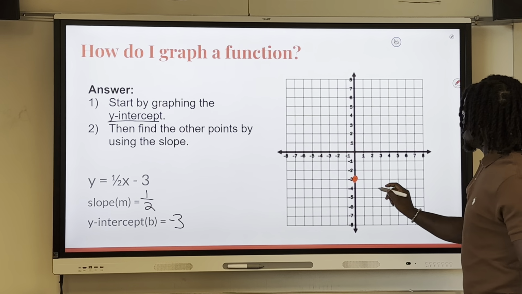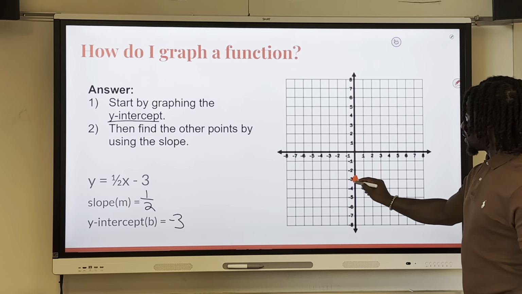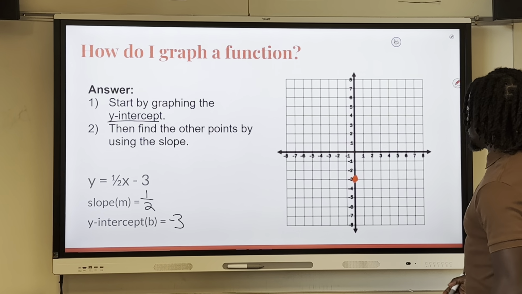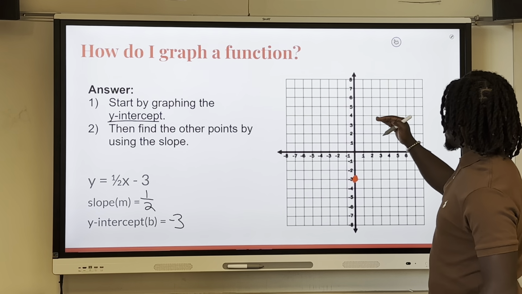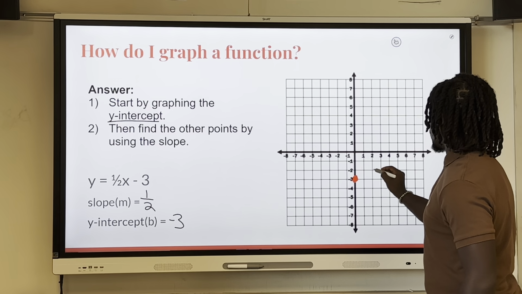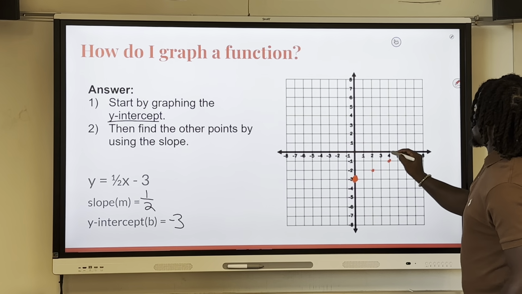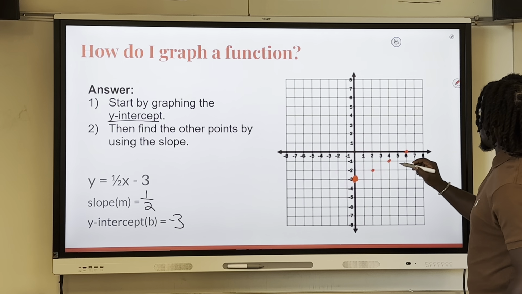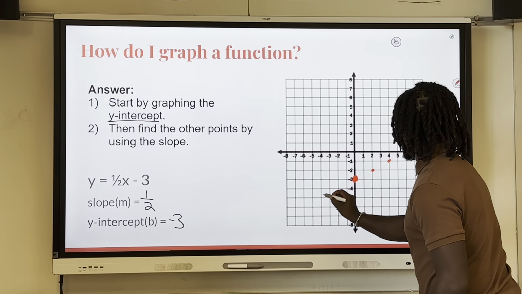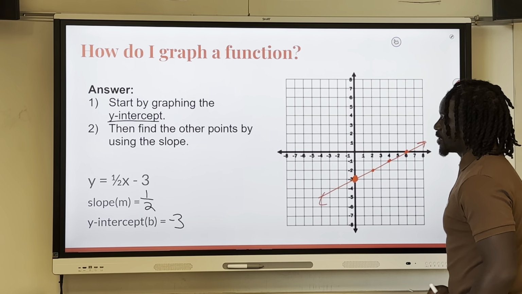Now I'm going to use my slope to find the other points. So slope, rise over run. So I'm going to go up 1 over 2. Up 1 over 2. Up 1 over 2. Okay, and then I just connect those lines, and that is how I graph.